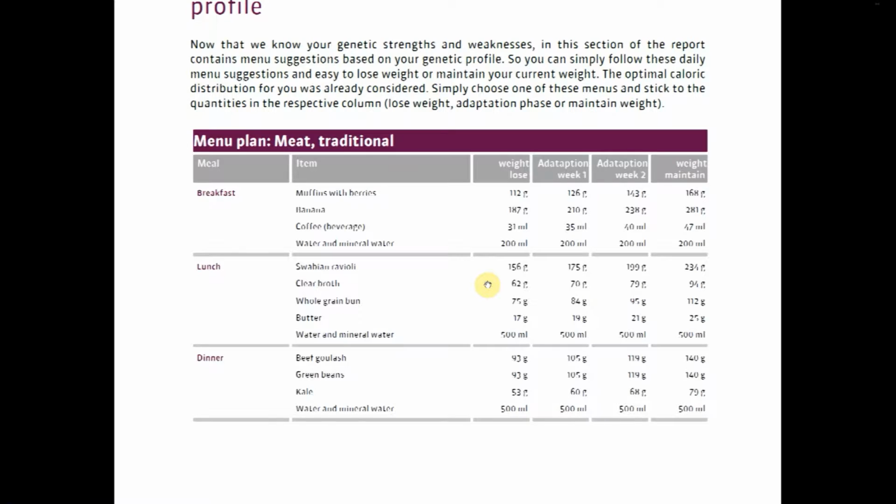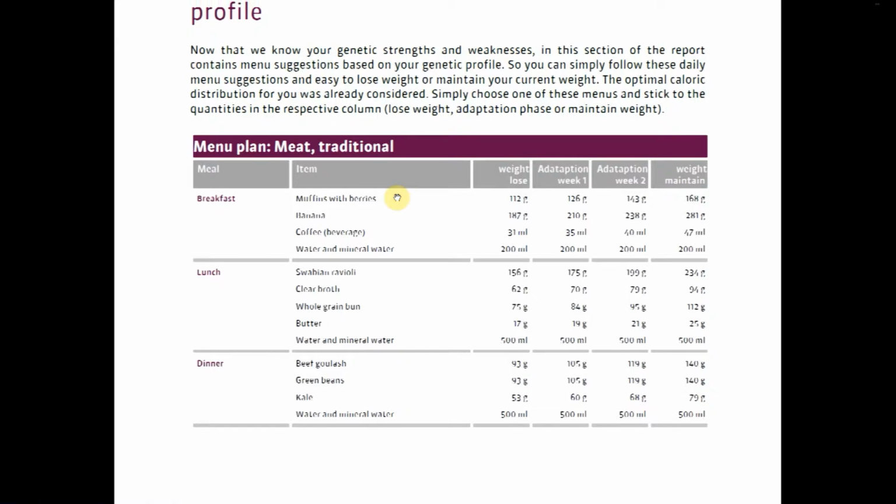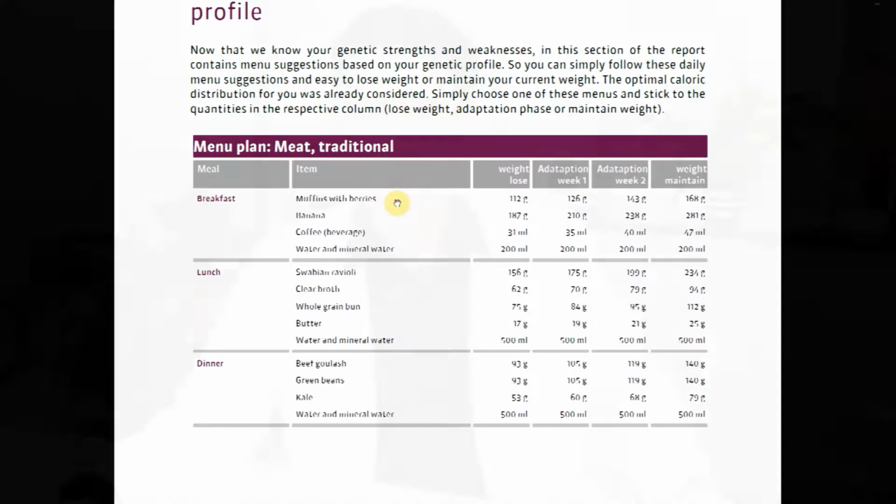Here you see you can either use it for losing weight, to maintain weight, or the adaptation week. So once you've lost weight, you can eat a little more for 2 weeks, and then go to weight maintenance phase. Now, here you have a number of them. So you would eat muffins with berries, a banana, drink a coffee and water as breakfast. And it would be a smaller amount for you while losing weight and a larger amount when maintaining weight.